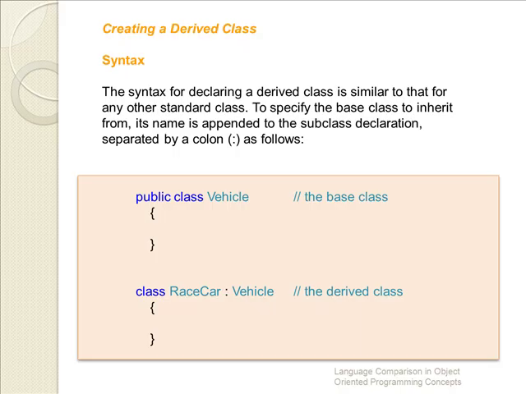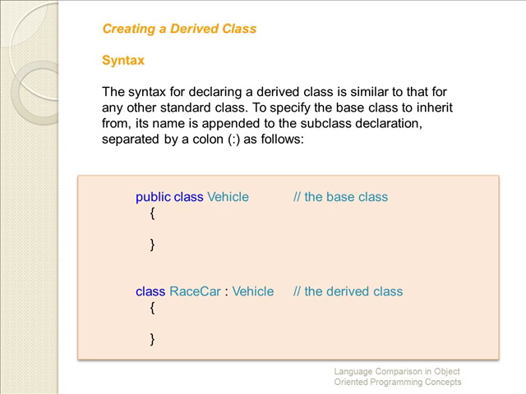This is a simple example of inheritance. The vehicle class is the base class and the race car class is the derived class. Notice there is a colon between the derived class and the vehicle class, which is the base class. The colon represents that the race car class is inheriting from the vehicle class.